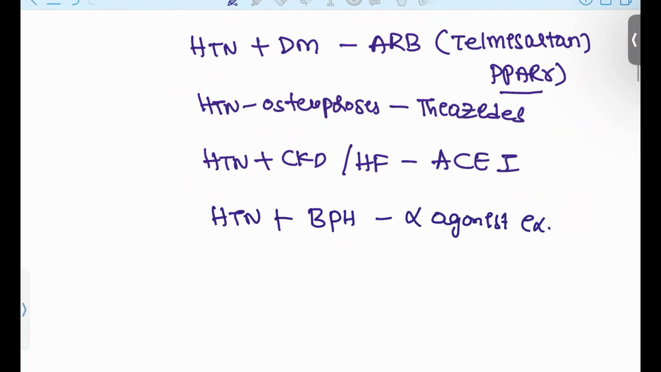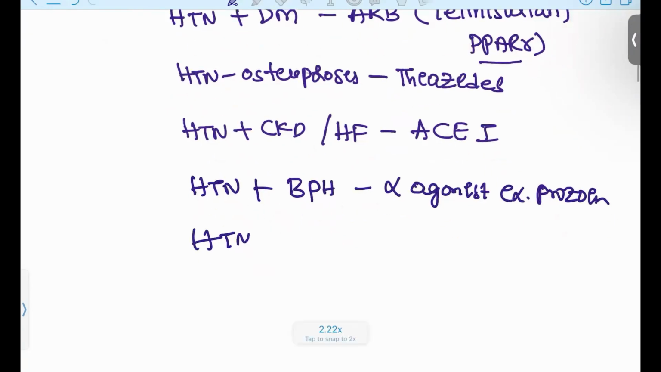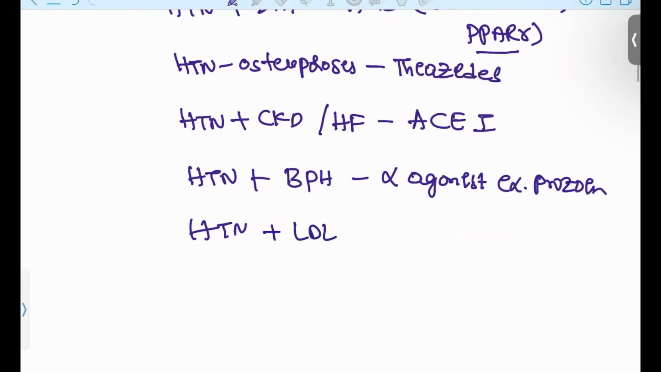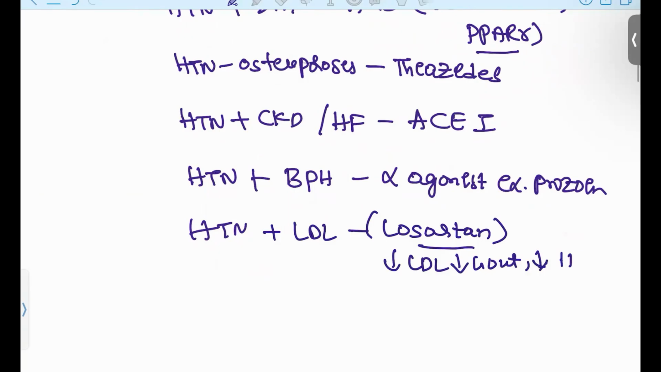For example, prazosin. This drug can be given. And the patient has hypertension, and the patient has increased LDL levels. This patient we can give losartan. What is the famous thing that losartan will do? It will decrease the LDL. It will decrease the gout symptoms. It will also decrease your hypertension. So it works with three properties.